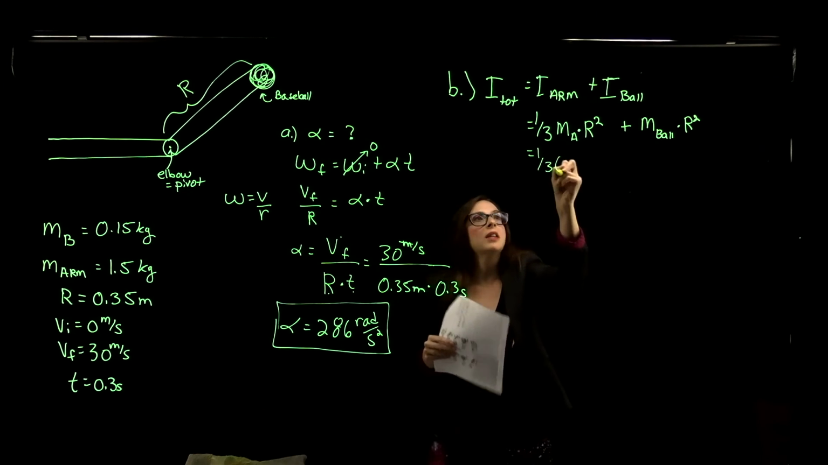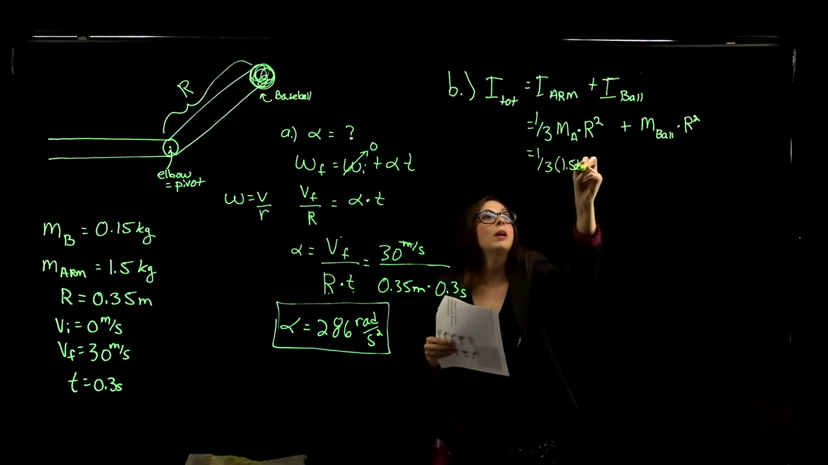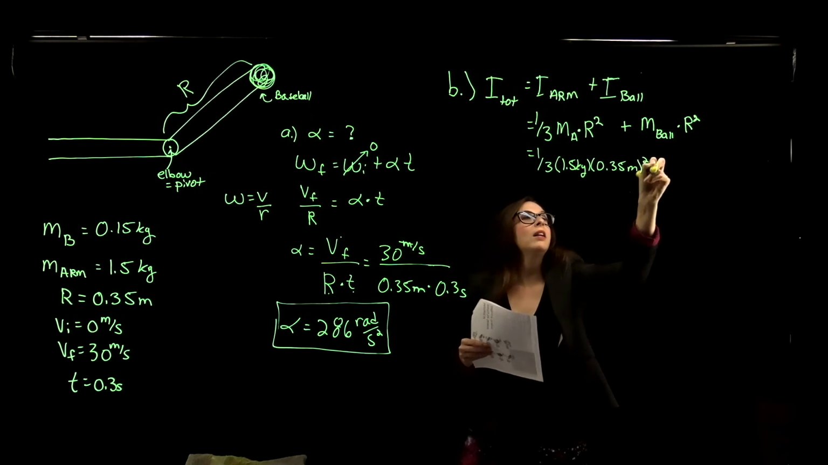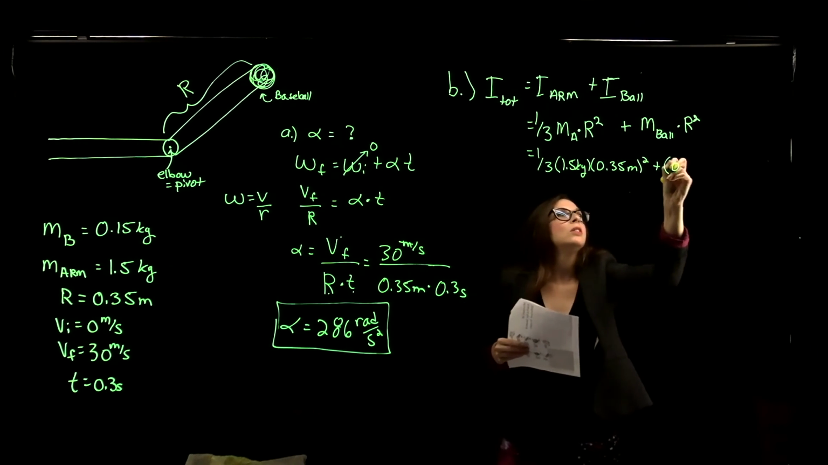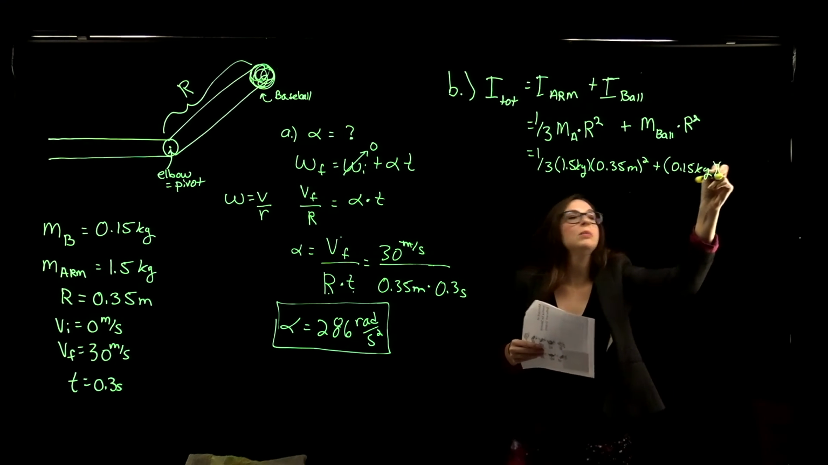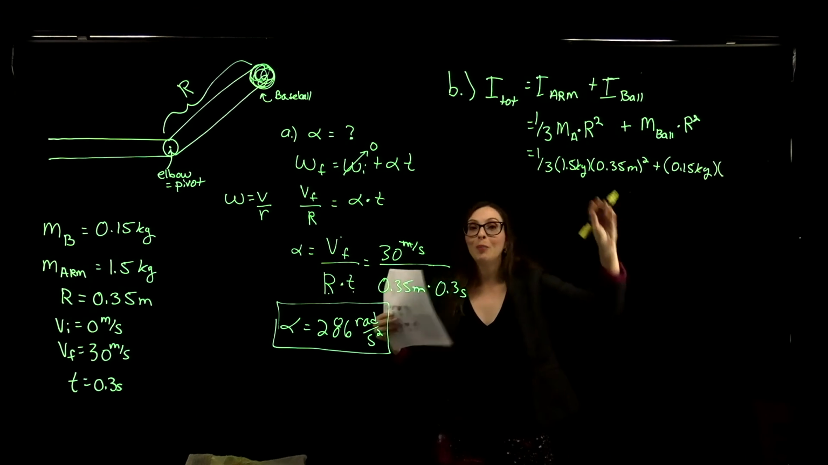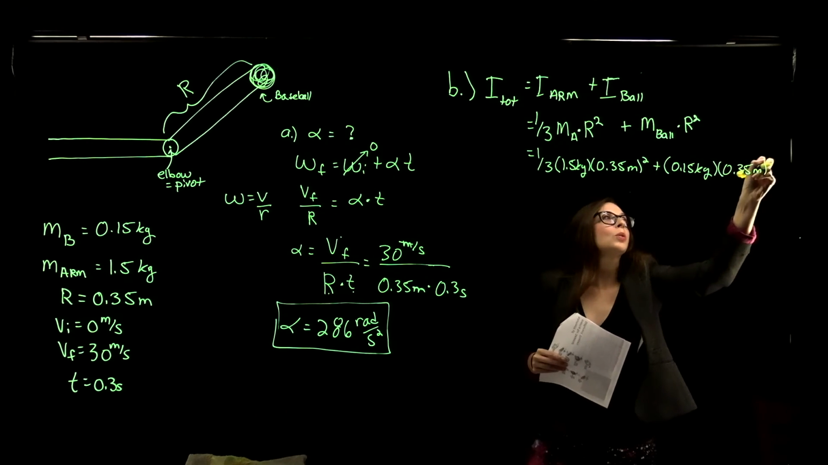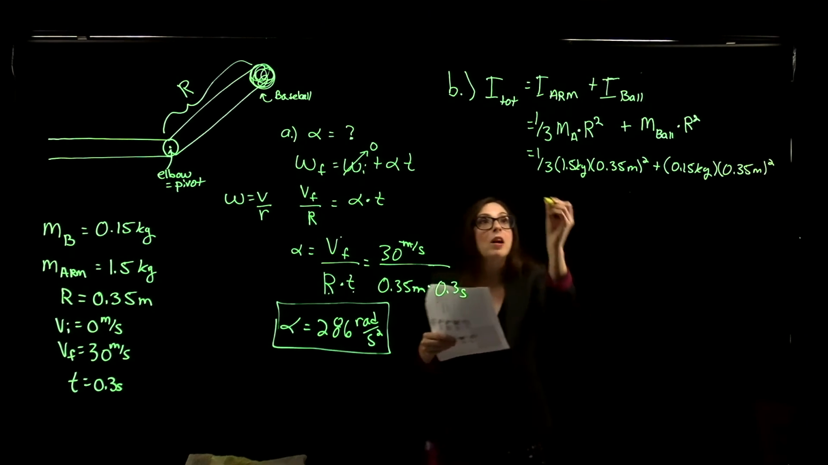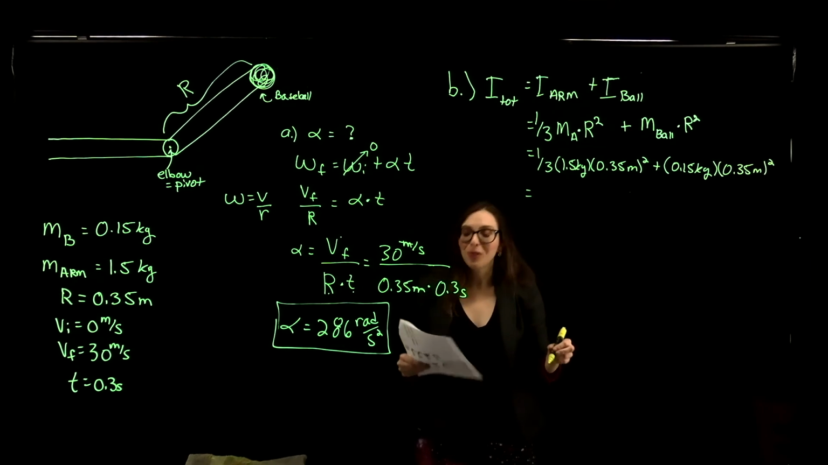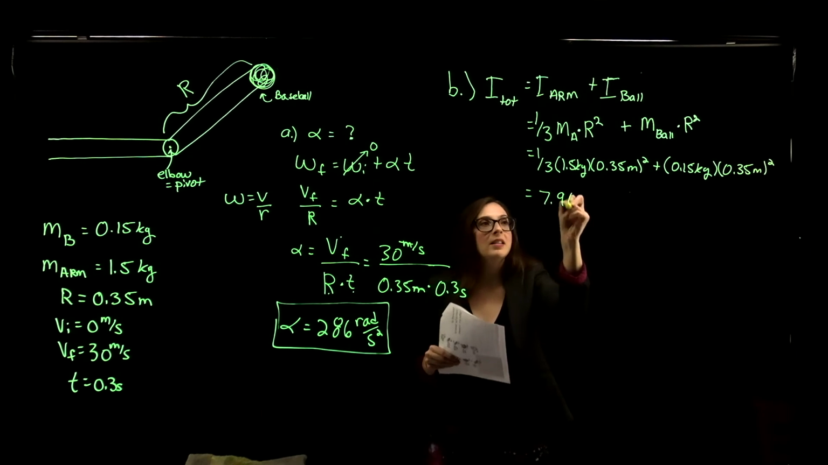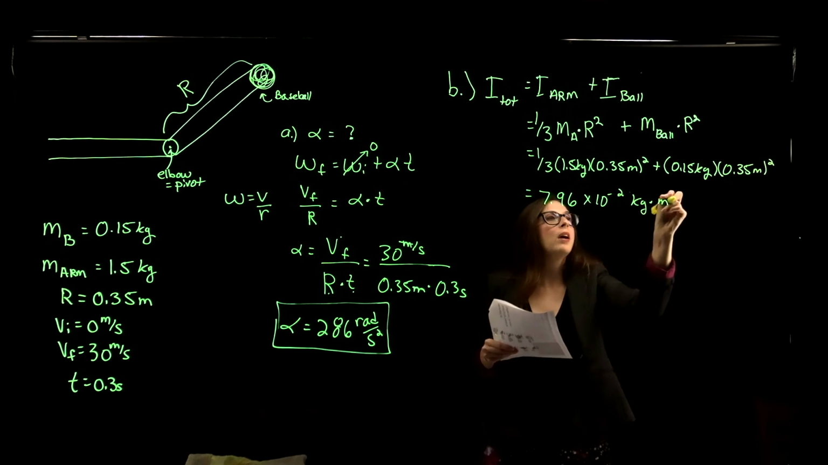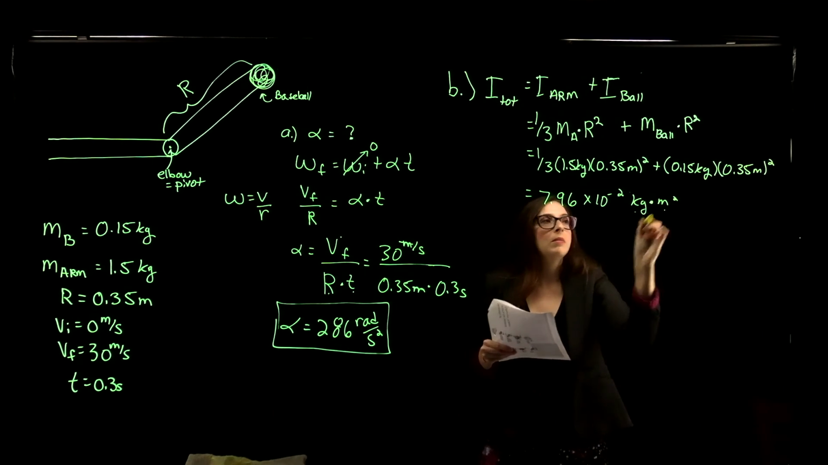That's 1/3 times the mass of our arm, 1.5 kilograms, times the length of our arm, 0.35 meters squared, plus the mass of our baseball, 0.15 kilograms, times the length of our arm, which is where the ball is sitting, 0.35 meters squared, okay? And so then we find that our total moment of inertia for the system is 7.96 times 10 to the minus 2 kilogram times meter squared. So those are our units of inertia, kilogram times meter squared.